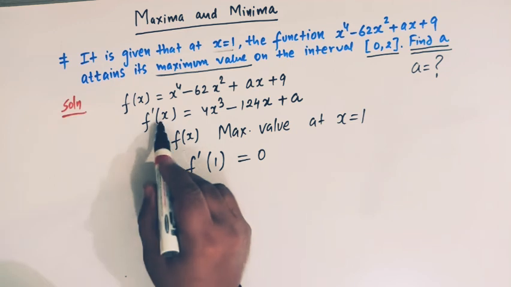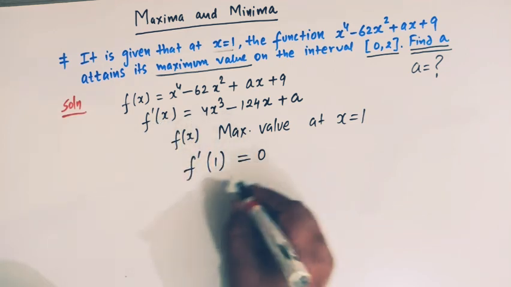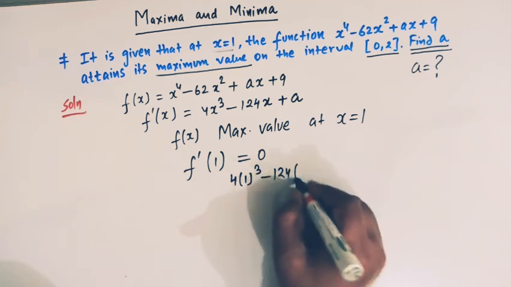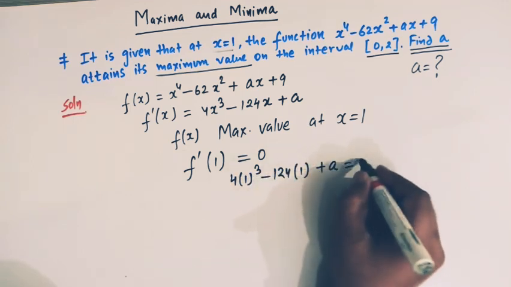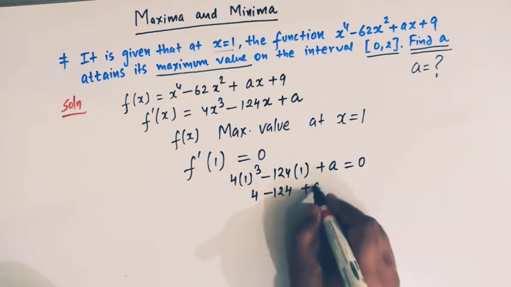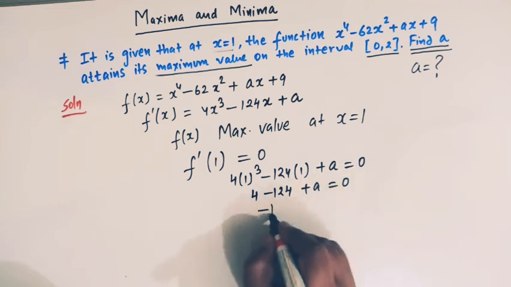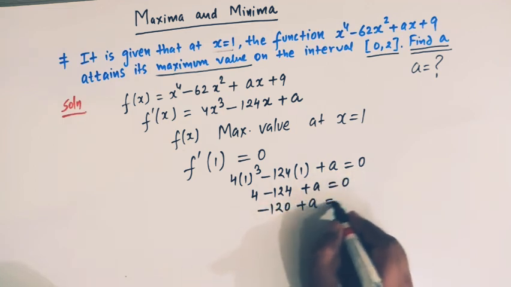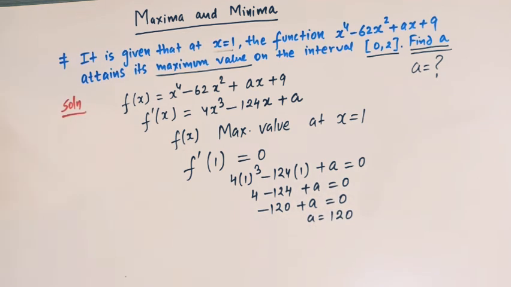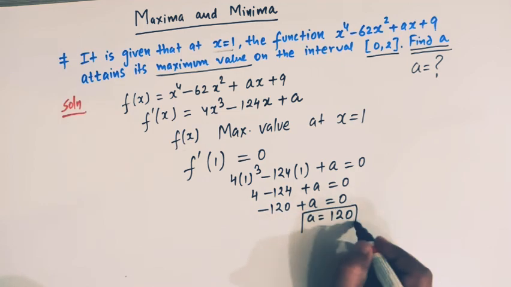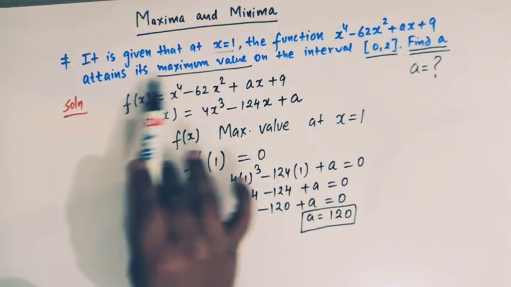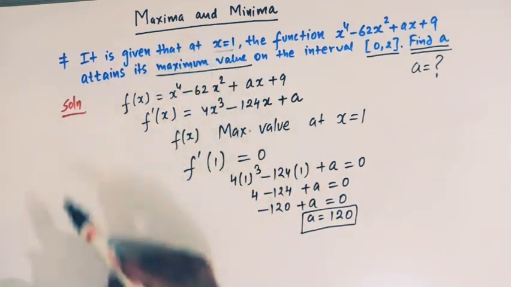So here we'll substitute x equal to 1. So we have 4 times 1 cube minus 124 times 1 plus a is equal to 0. So this is 4 minus 124 plus a is equal to 0. So this is minus 120 plus a equal to 0. So a is equal to 120. So therefore the value of a is 120 when this function attains its maximum value at x equal to 1.